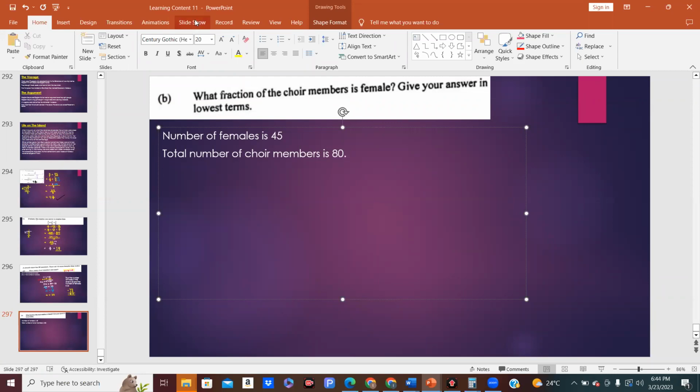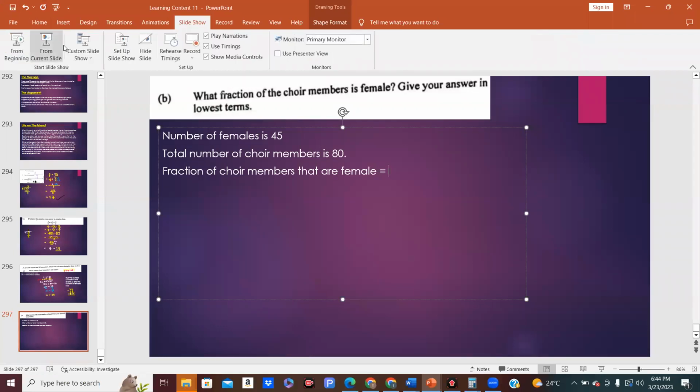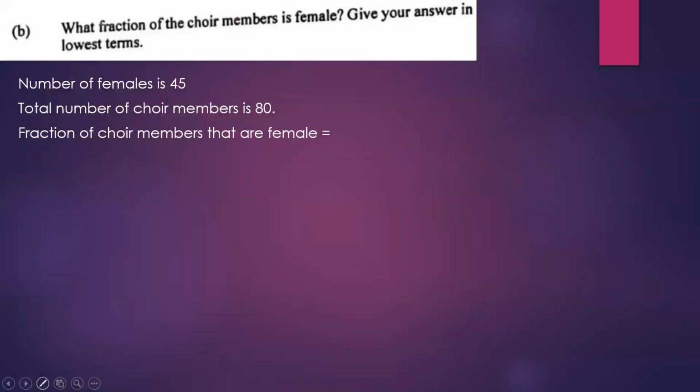And so the fraction of choir members that are female is 45 over 80. Very good. It equals 45 over 80. But they say they want it in those terms.